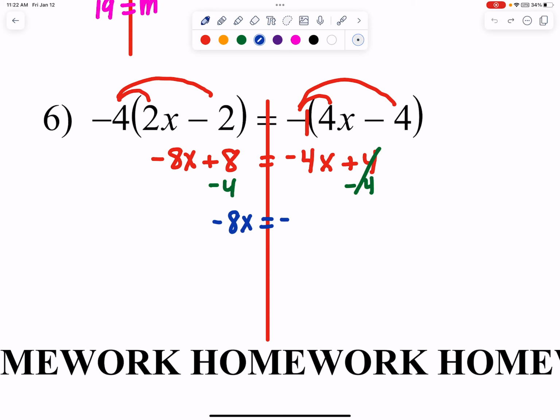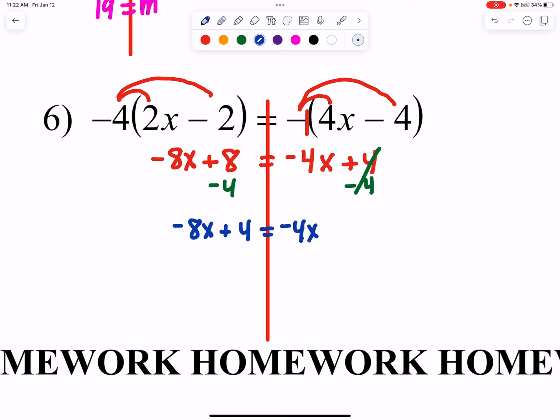Oops, sorry. Back up. I just saw bunches of x's. That's why I was like, that's not right. So we have -8x. 8 minus 4 is 4. Equals -4x. That looks better.